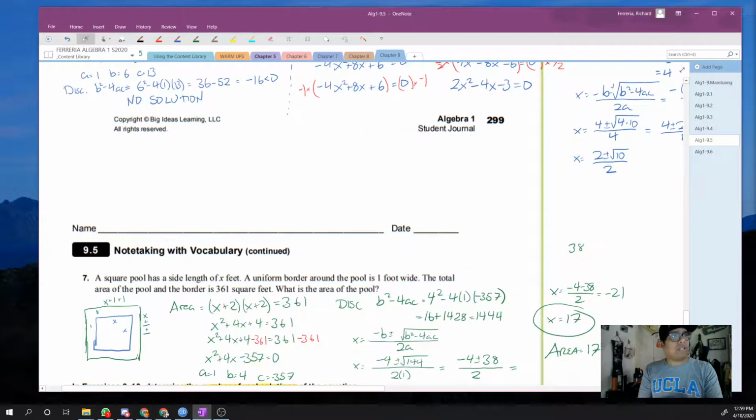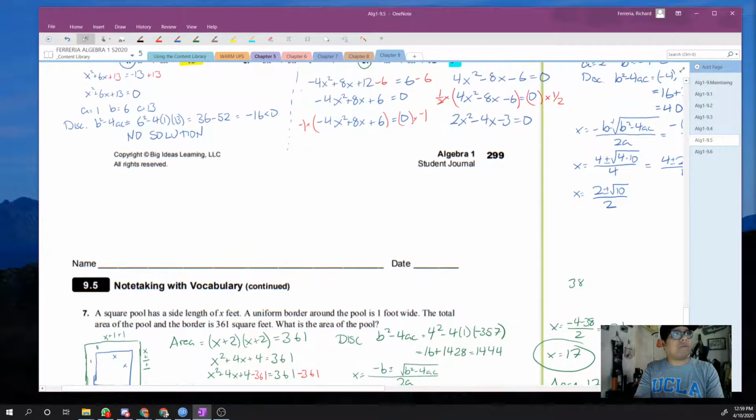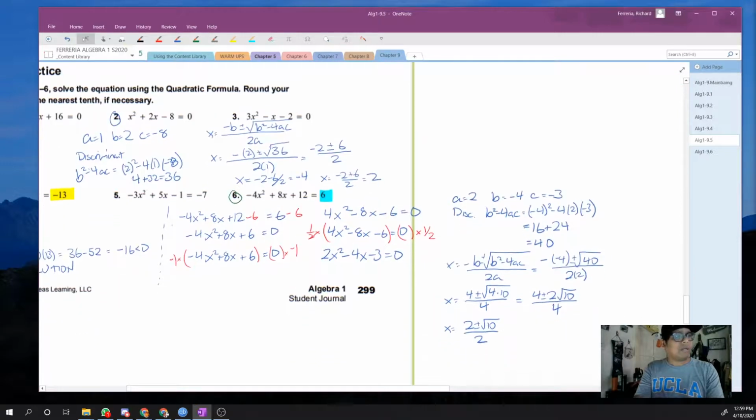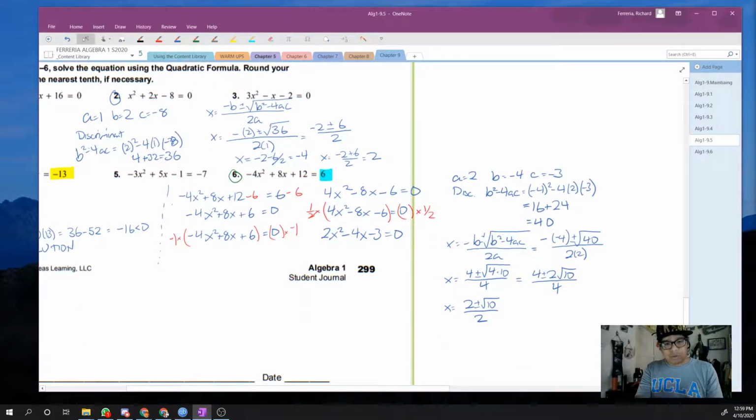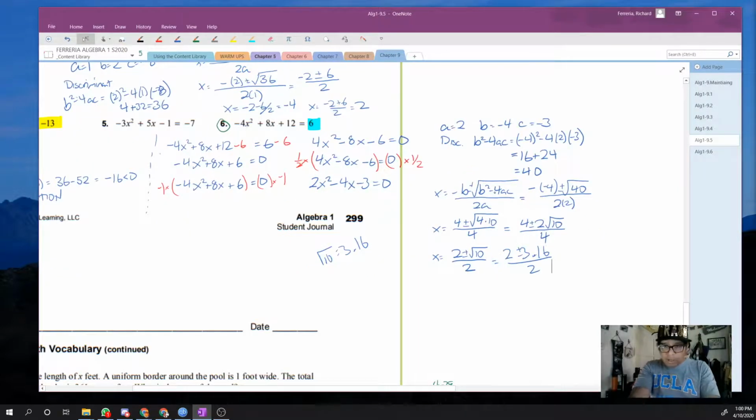But you can use a calculator to figure out what that is if you wanted to. Let's take a calculator out and figure that out. First of all, the square root of 10 is 3.16. So then the quadratic solution here becomes 2 plus or minus 3.16 over 2.